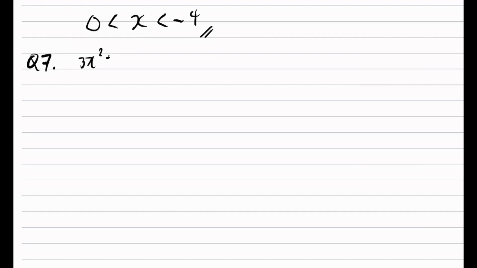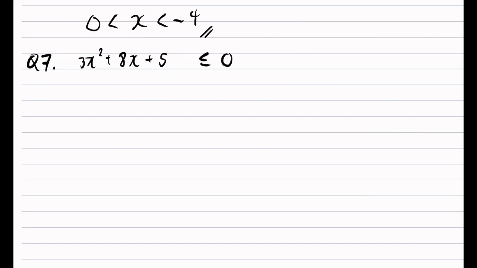3x squared plus 8x plus 5. Now there's a constant, right? Previously, all of my questions could factor out x. Now, can you factor out x? Cannot, because of the constant here. So how? Use a calculator to help you factorize. Don't bother trying to figure it out yourself.